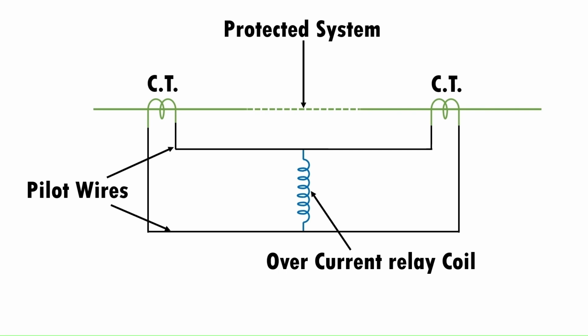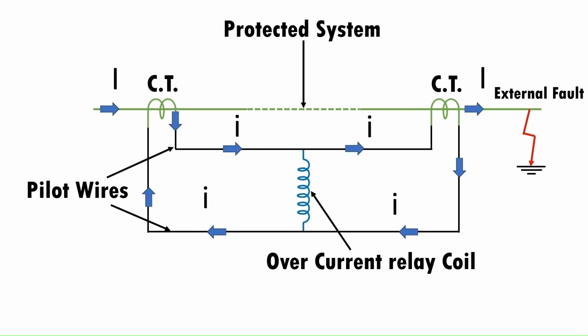In the normal operating condition or external fault condition, the magnitude of current in the secondary of the CTs remains the same. Therefore, zero current flows through the operating coil. On the occurrence of a fault, the magnitude of the current on the secondary of the CTs becomes unequal, due to which the relay starts operating. This is called the Merz-Price circulating current principle.